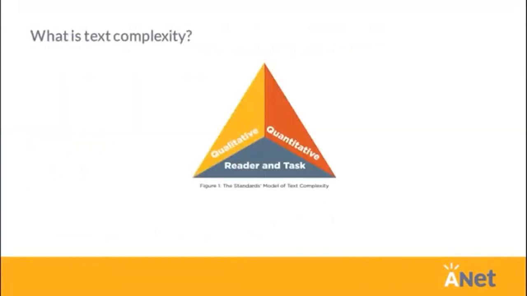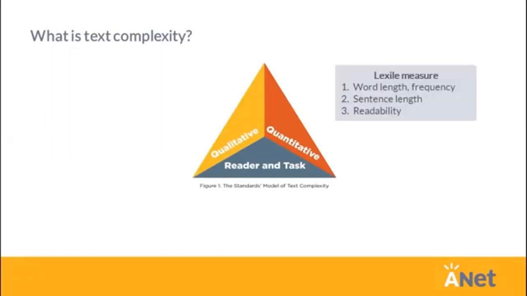Text complexity is basically how easy or hard a text is to read. Appendix A of the Common Core Standards defines text complexity along 3 dimensions: quantitative, qualitative, and reader and task. The quantitative dimension is one that is difficult or impossible for a human to determine. It's typically measured by a computer and tells us about a text's word length and frequency, sentence length, and the text's readability. Lexile level is one form of quantitative measurement.